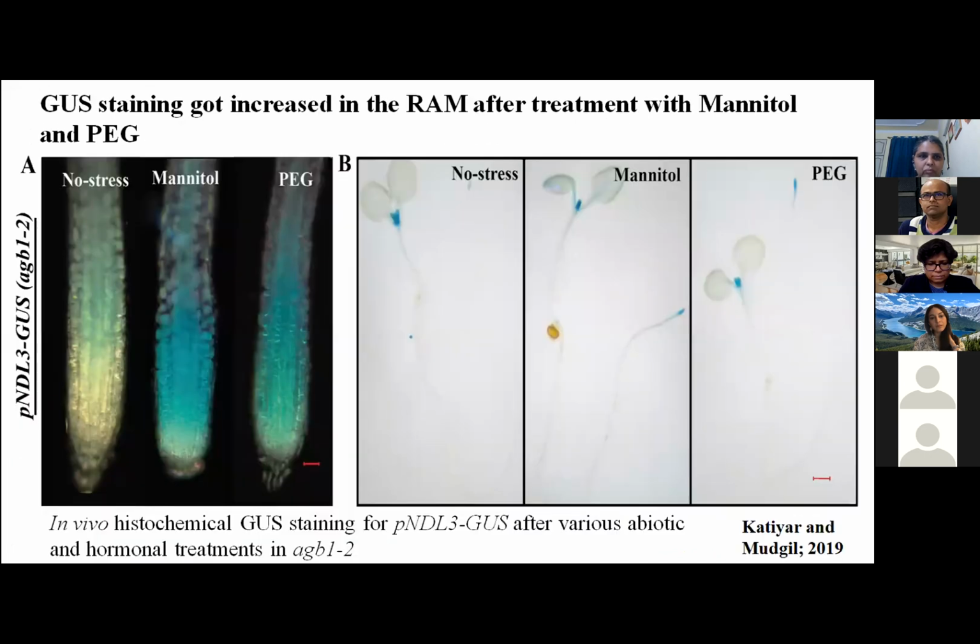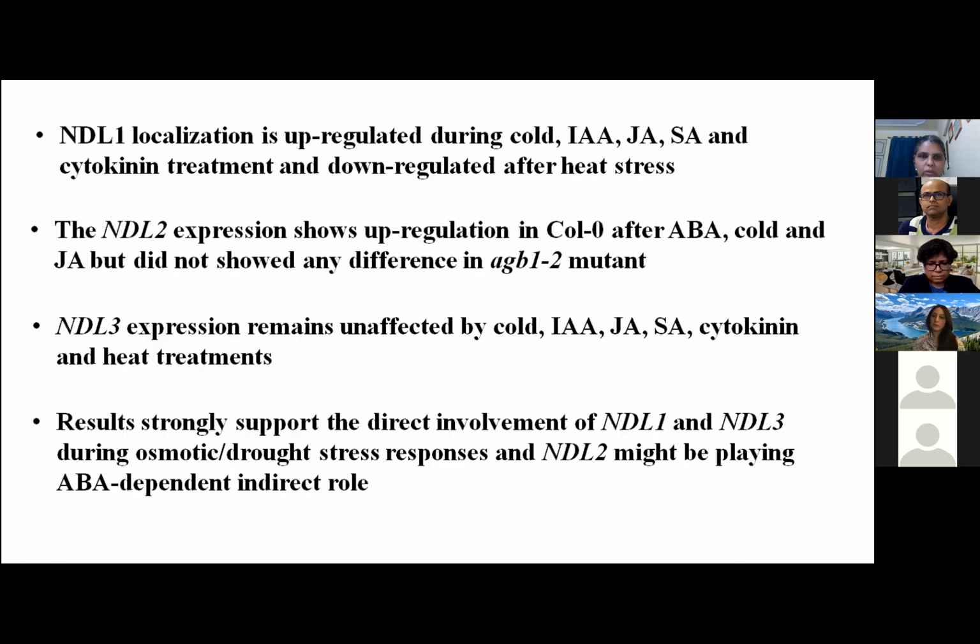So all these treatments ultimately showed us that this gene family is stress responsive, and majorly in case of dehydration stress. This is for NDL3, and you could see that when no stress is given, almost no protein is present. But when you give the mannitol and the PEG treatment, then your staining is increasing, right? So what we concluded out of all these studies is that NDL1 localization is upregulated during cold, ABA, JA, and SA, and in response to the cytokinin treatment also, it was downregulated after heat stress also.